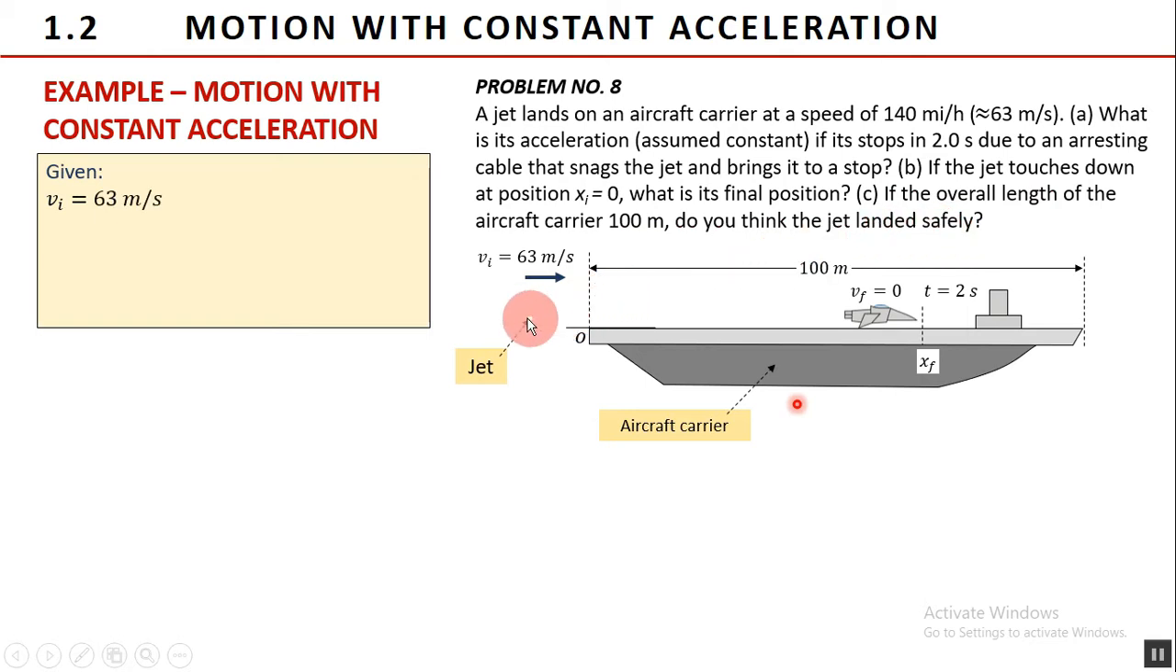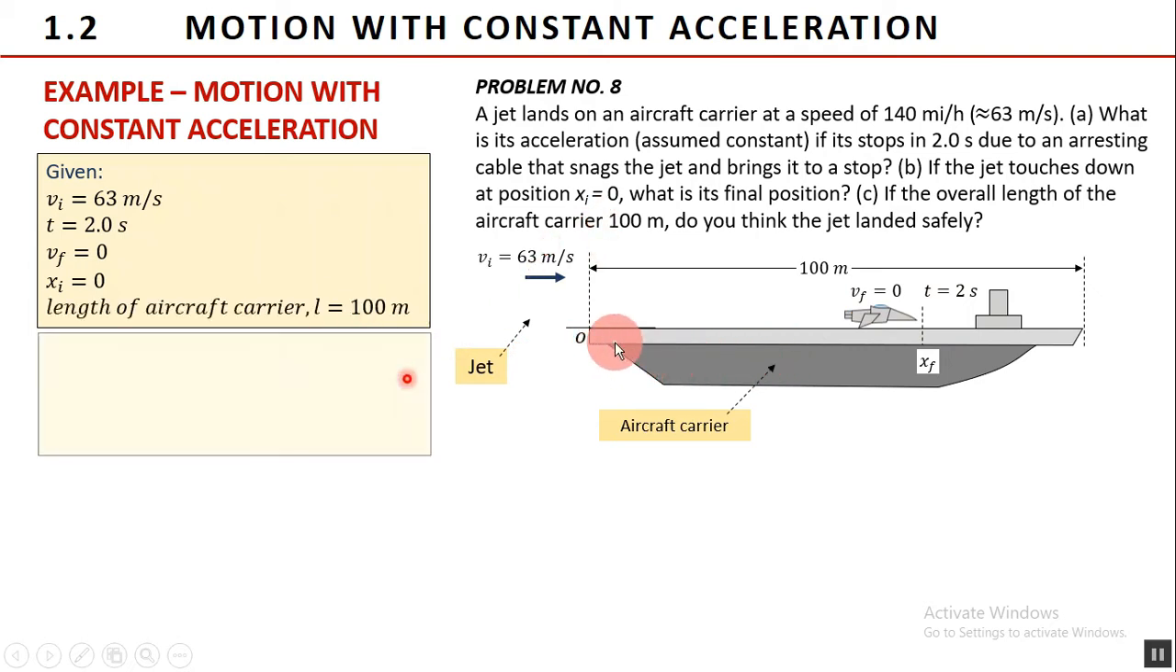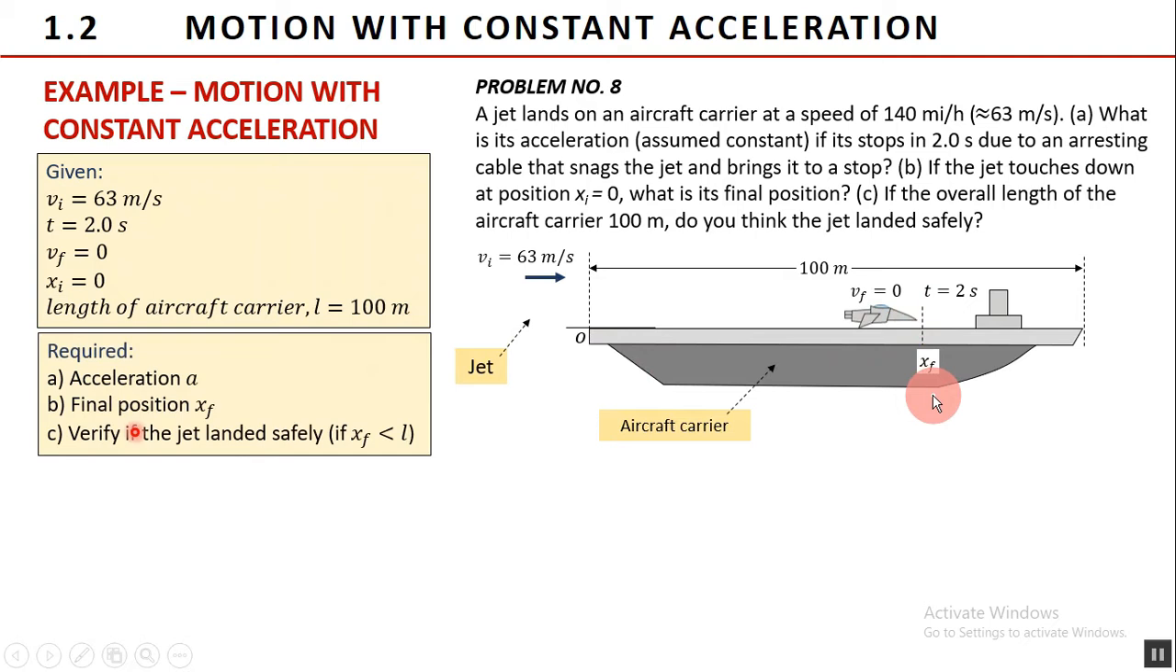So, establishing given information, here we have the initial velocity of the jet, which is 63 meters per second. At time 2 seconds, the jet has stopped, so set final velocity to 0. x sub i is also 0 according to the problem statement. And the length of the aircraft carrier is 100 meters. So the problem requires us to solve for the acceleration of the jet, its final position, and we are going to verify. Before we solve this, make sure you have a copy, maybe on a piece of paper, of the 5 equations we derived earlier. This will serve as a quick reference.